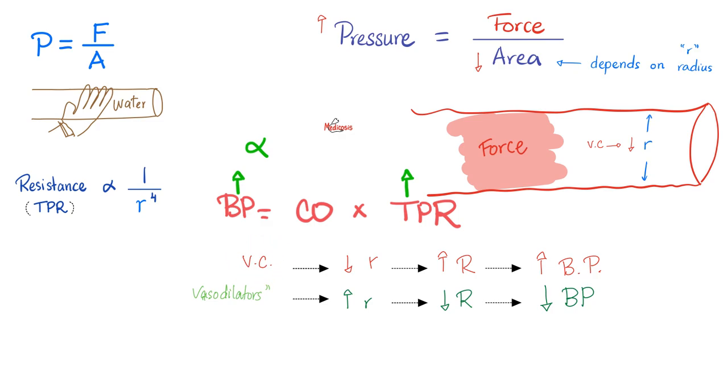When you constrict my arteries, radius will decrease. Resistance in the arteries will increase. Blood pressure will go up. How do doctors treat high blood pressure? By giving you vasodilators. Why? To increase the radius, because I'm dilating the vessel. The vessel is getting wider. When the radius goes up, resistance goes down. When resistance goes down, what's going to happen to blood pressure? It's going to decrease. That's cool.